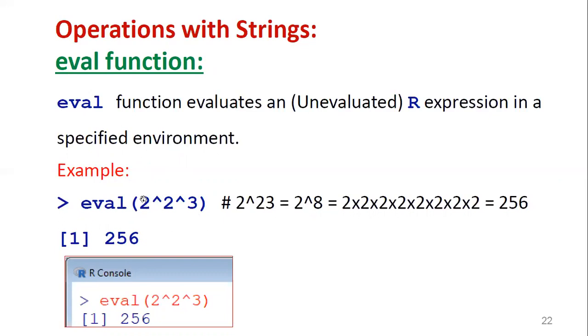This is nothing but first 2 power 3. It is not 23 here, that was a typing problem. So 2 power 3, what is the value? 8. Then 2 power 8, 2 into 2 into 8 times. So you will get 256. This is the evaluate function to evaluate an R expression that was previously unevaluated in a specified environment.